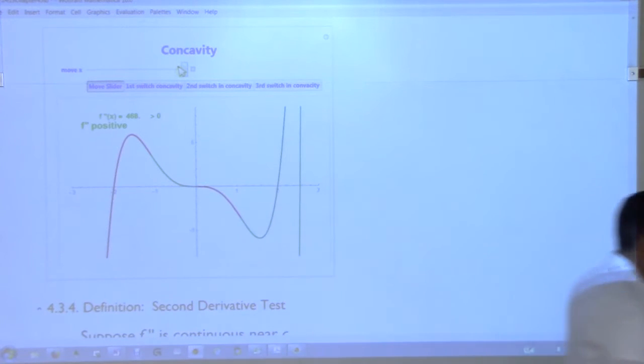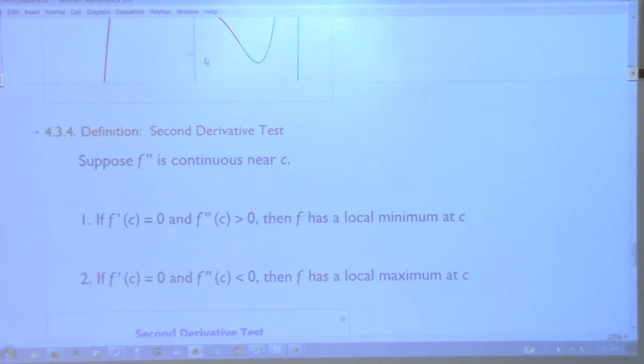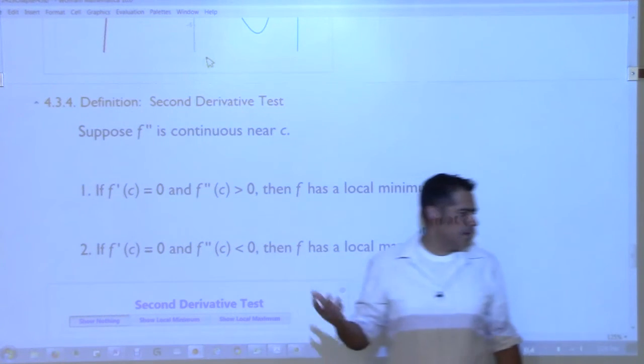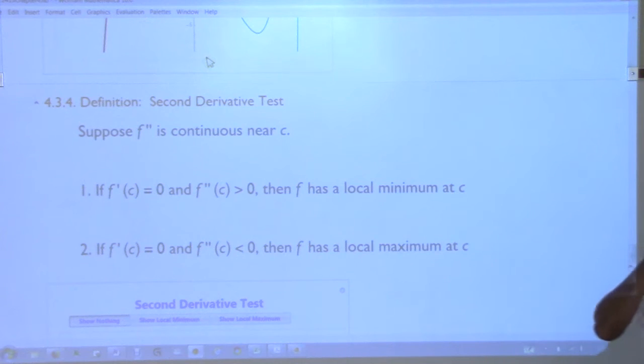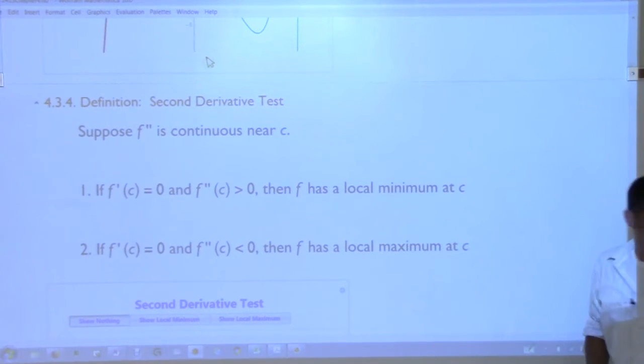Let's see what else we've got here now. So we have what's called the second derivative test. I don't use this much, all right? But it's in the book, and I know that a lot of other professors do use this second derivative test, so I just want you to be aware of it, but you really won't see me use it that much.